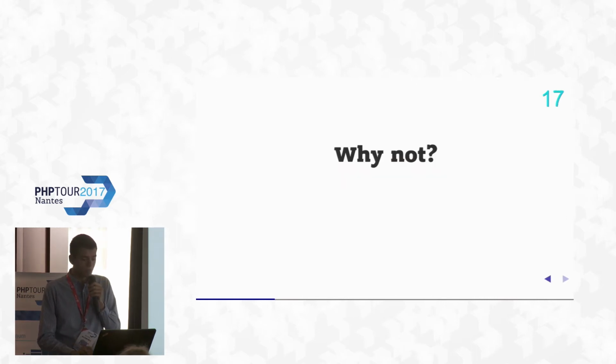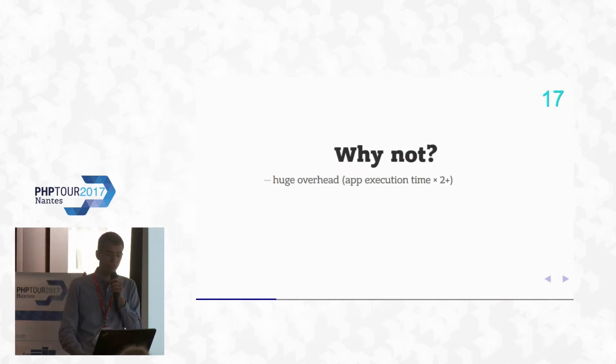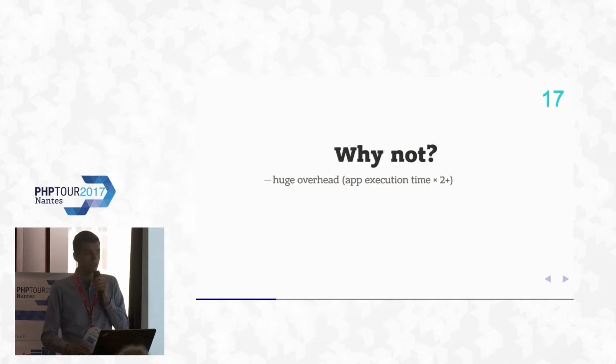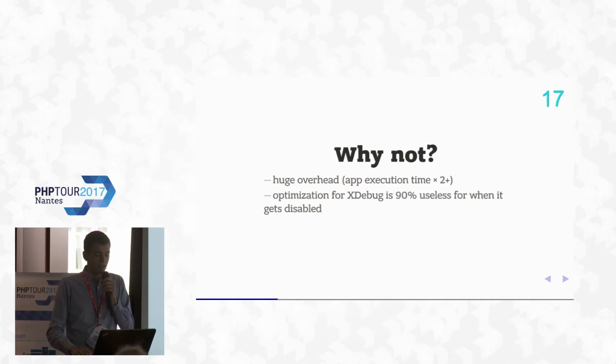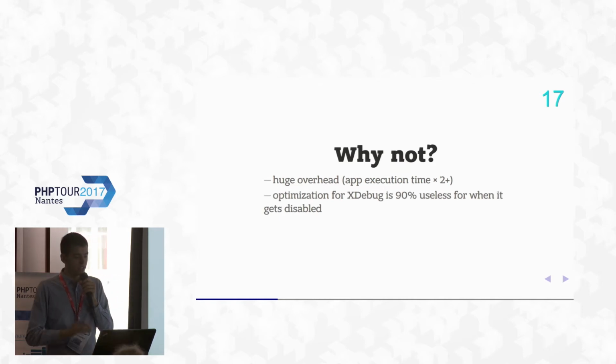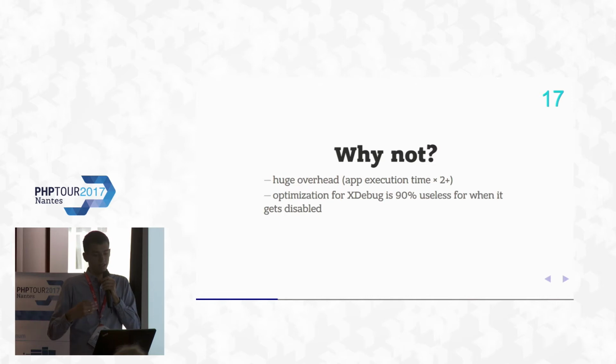Why not? First of all, it gives a huge overhead, so the application execution time is multiplied by 2 and more just for no reason. And optimization for XDebug is 90% useless when it gets disabled. So you have some long execution time under XDebug, you profile it, you optimize it, you disable XDebug, nothing changed. Why? Because you optimized XDebug overhead. Congratulations. And XDebug is not for a production server for the same reason.